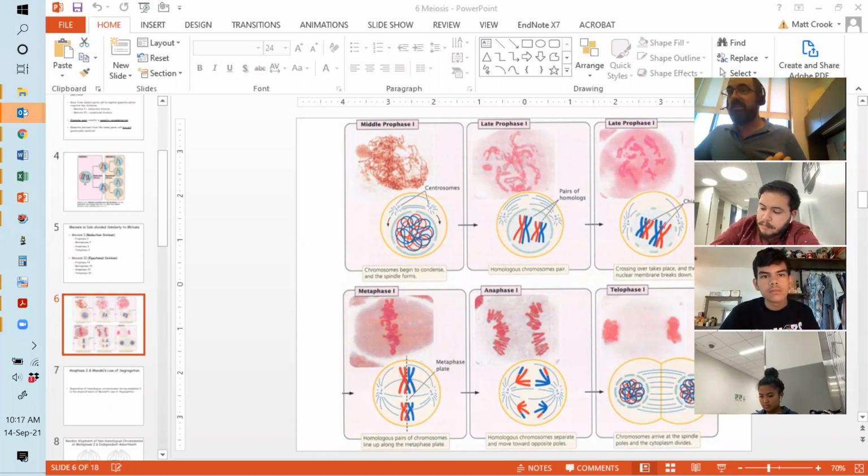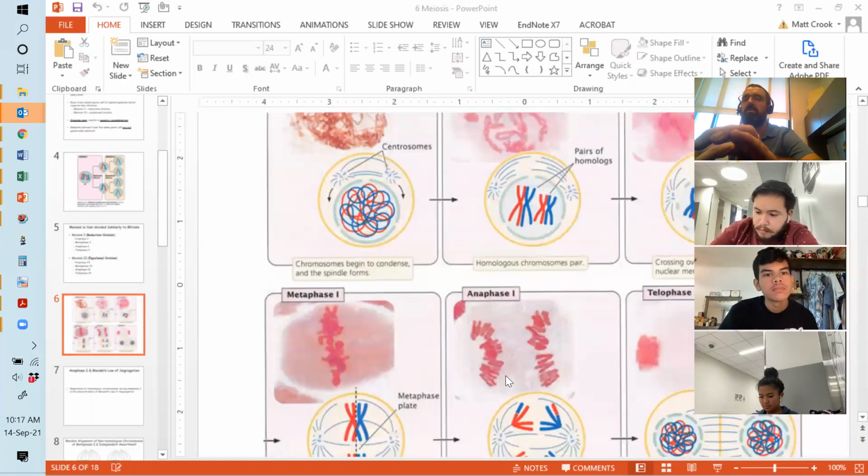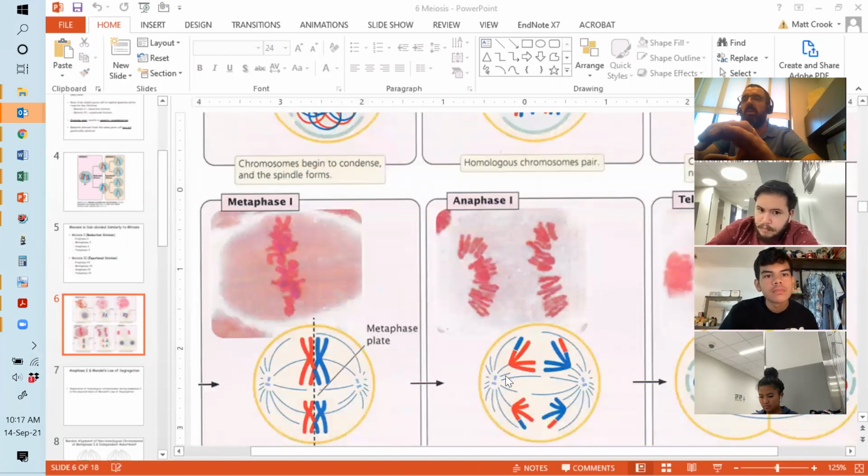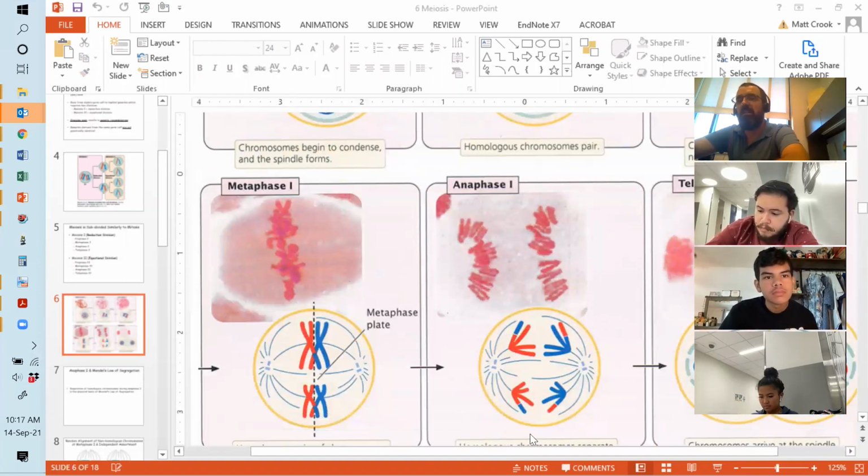So different pictures work well for different things, but this one's really good because if you look really closely at anaphase two, let me zoom up a little bit for you there, you can see that these chromosomes now consist of chromatids that are the same as the parents.